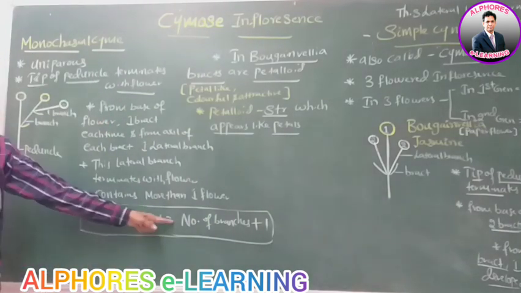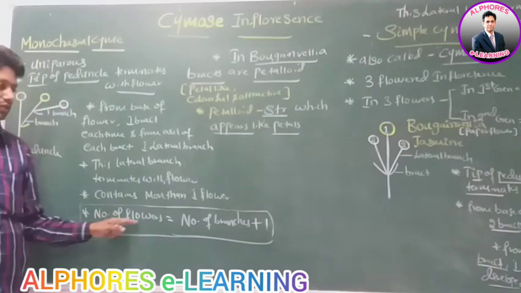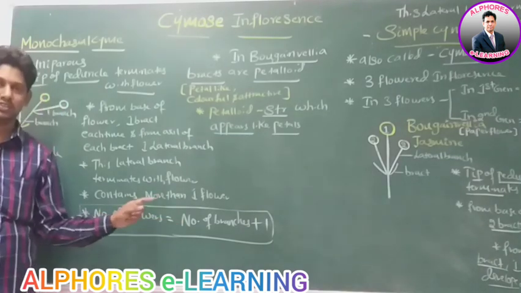Sir, see this diagram, 2 branches are there, but flowers are 3. Why, sir? Because on the peduncle 1 flower is there. Therefore, in monochasial cyme, the number of flowers is equal to the number of branches plus 1. Is it okay, right?